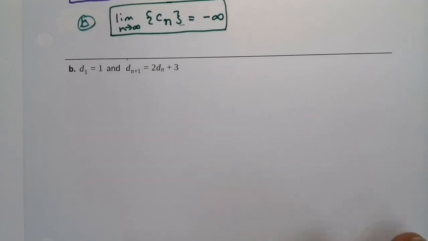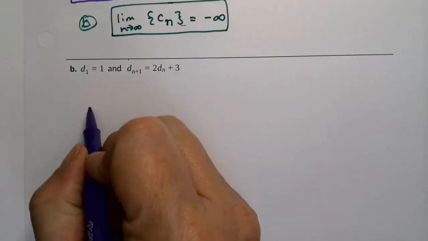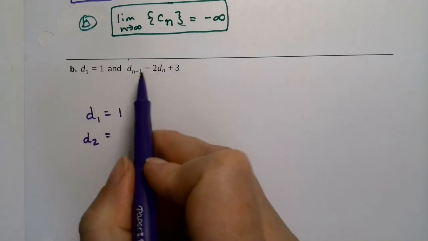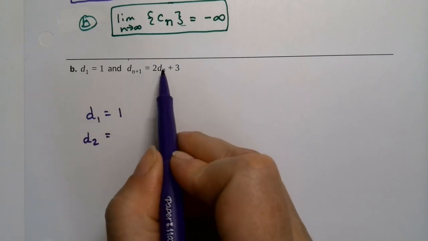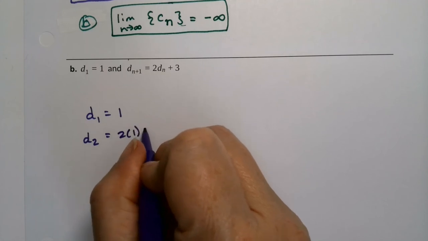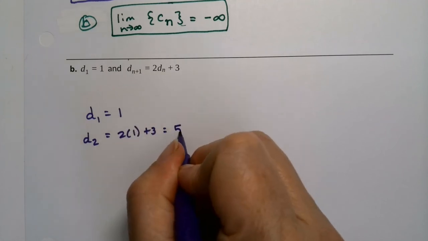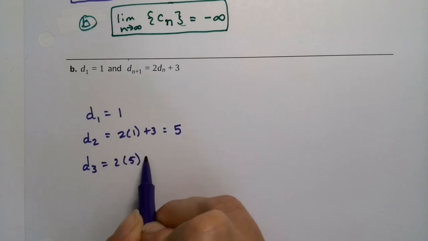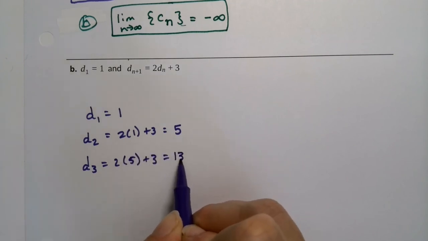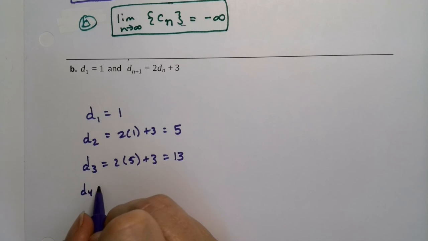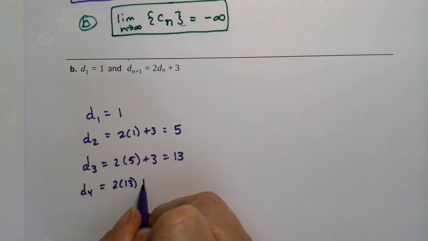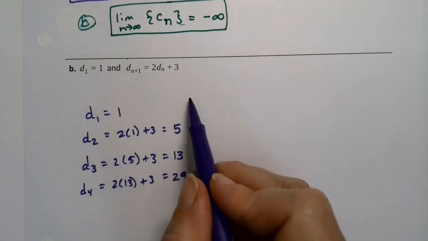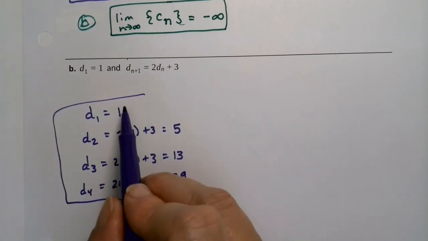All right, now what about this one? D sub 1 is 1. D sub 2 would be 2 times D sub 1 plus 3, which would be 5. D sub 3 would be 2 times 5 plus 3, which would be 13. D sub 4 would be 2 times 13 plus 3, which would be 29. All right, so there's the answer to part A right there.